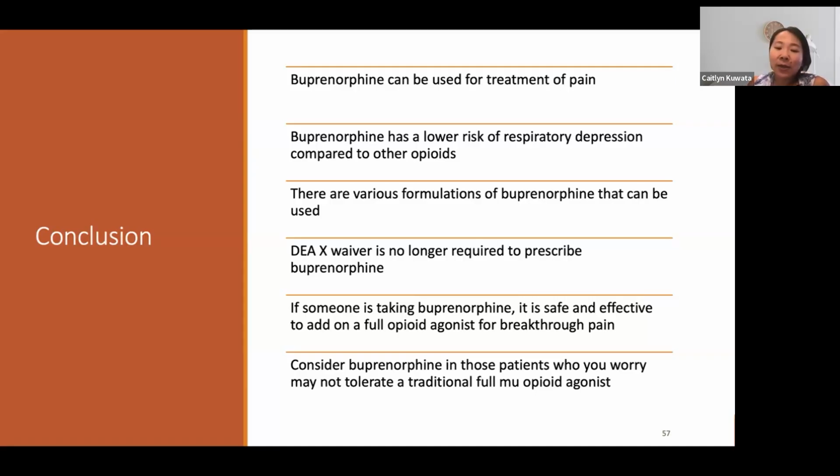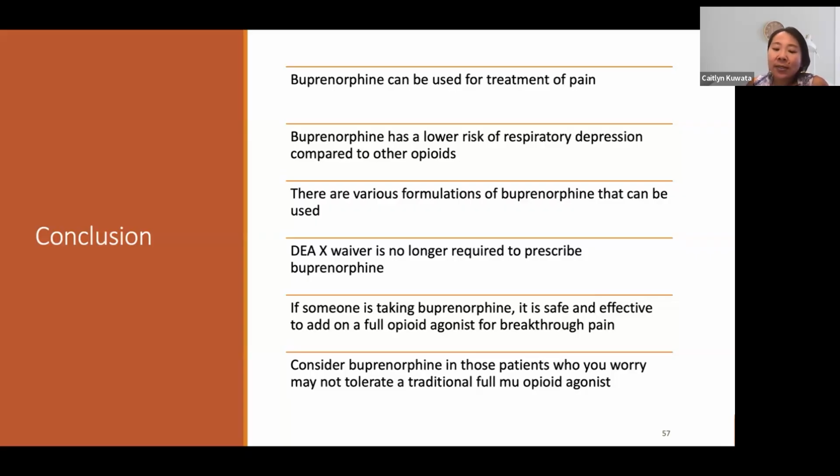You do not need any special X waiver to prescribe buprenorphine. Any physician who has an active DEA that can prescribe other opioids can prescribe buprenorphine. And if you're a non-physician prescriber, just check with your individual state's laws about buprenorphine itself. Just know that it's okay to use your full opioid agonist as breakthrough when someone is on buprenorphine.